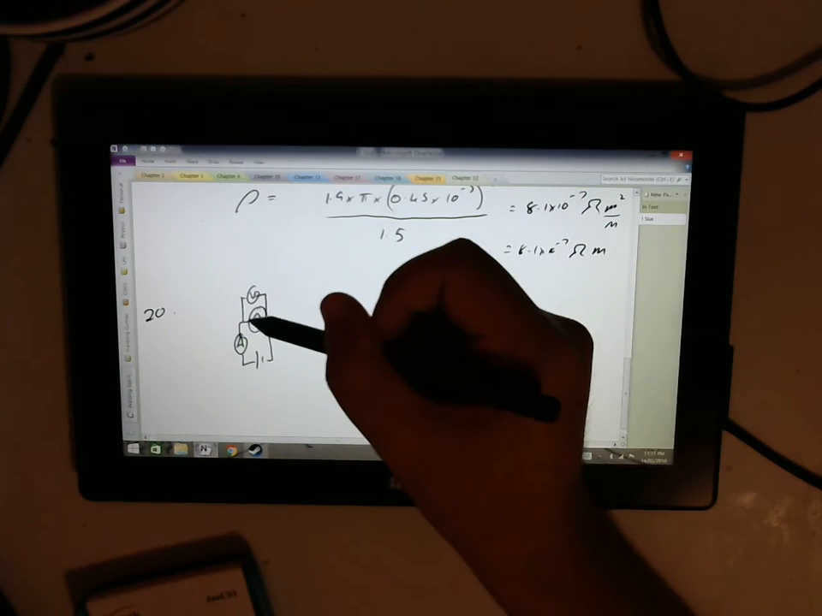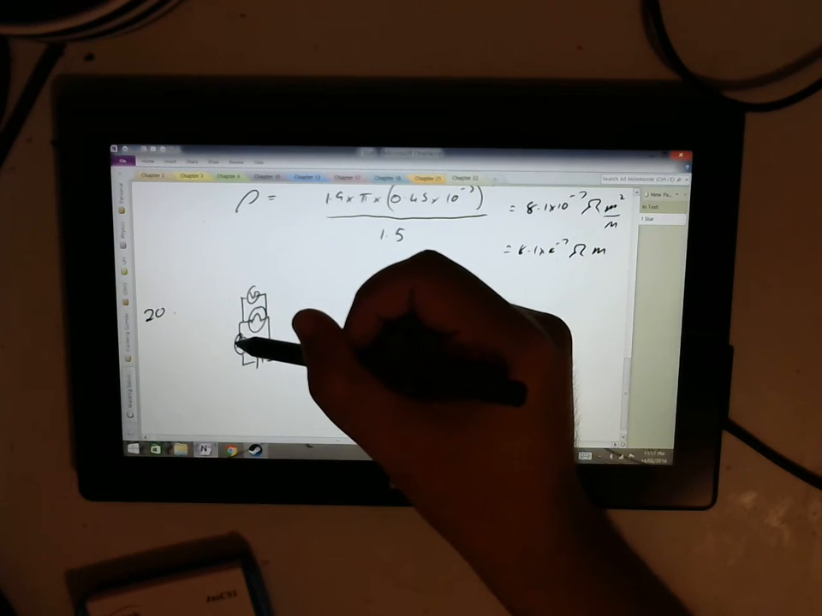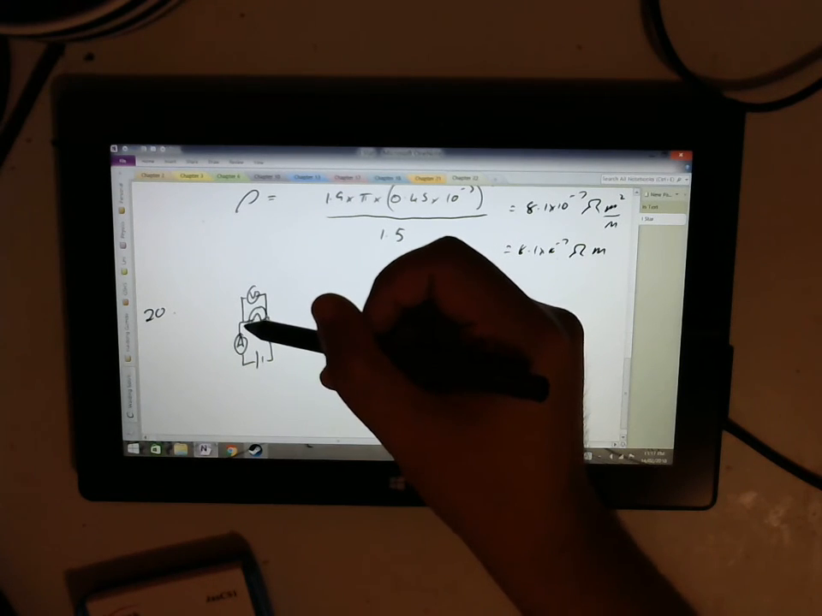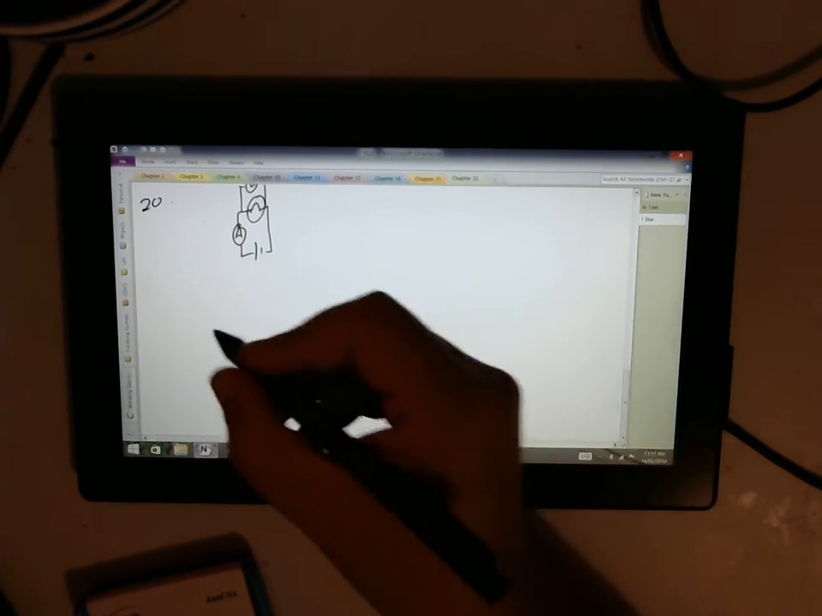So there we go. If we have it set up like this, we have to know the current, we have to know the voltage, and that will tell us the resistance of our light bulb. Pretty straightforward.